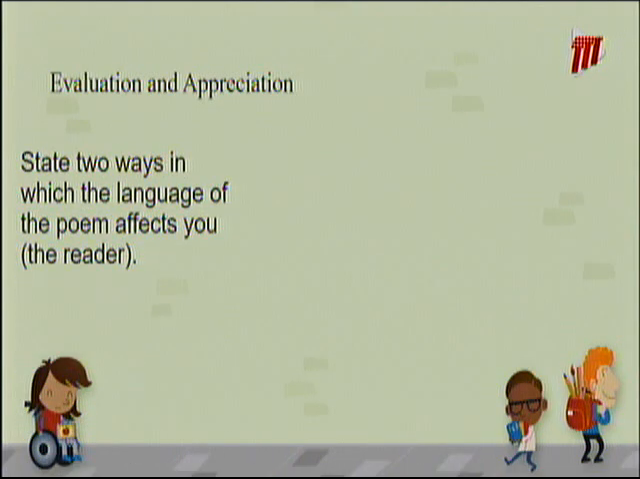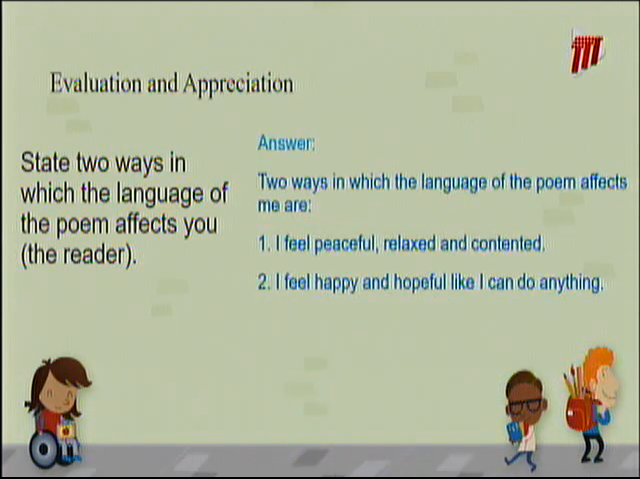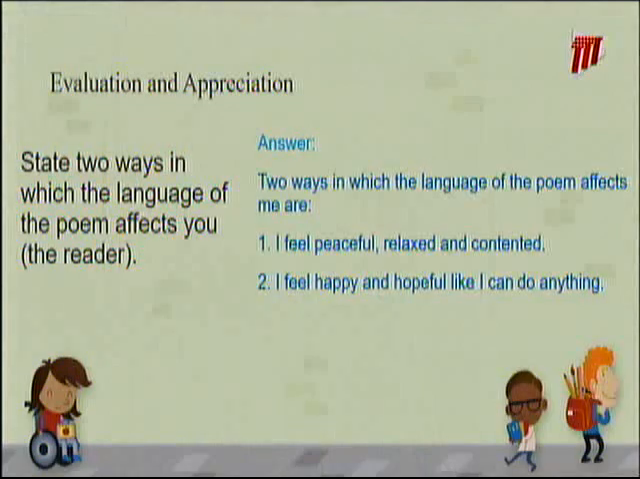Let's consider this question. State two ways in which the language of the poem affects you, the reader. Well, I'm sure when you read this poem at the beginning, when the poet spoke about lying on his back, looking at the clouds, you felt calm and serene, as you would have when he spoke about the birds singing a lullaby. So, one answer would be, I feel peaceful, relaxed, contented. When the poet spoke of creating movies from his imagination, I'm sure that you would have felt creative as well. It would have even made you feel a bit happy or hopeful. So you can say, I feel happy and hopeful, like I can do anything.